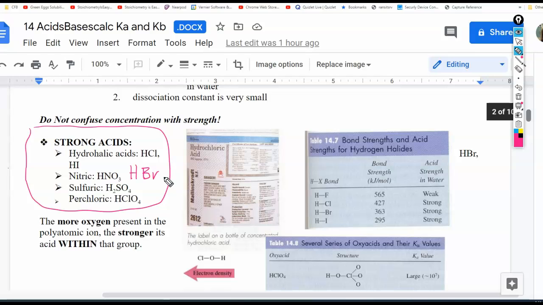Something to know, strong acids make weak conjugate bases. So strong acids make weak conjugate bases. You should definitely go ahead and make yourself the list in your notes for the strong acids. Let's go ahead and move ourselves along here.